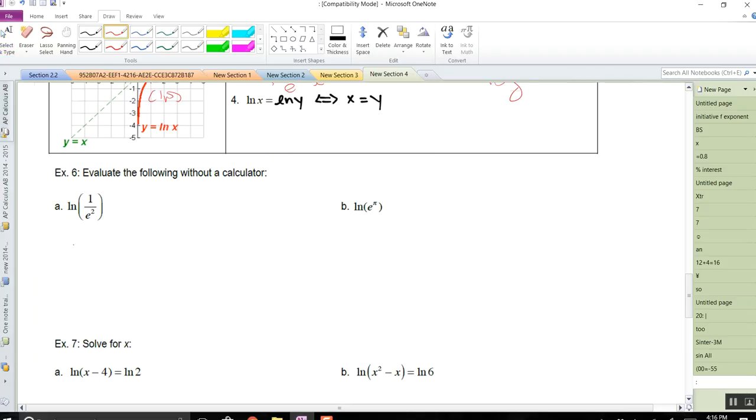So when you have something like this here, that's log base e of e to the negative 2. Remember, 1 over e squared is e to the negative 2, so you get negative 2. Log base e of e to the pi, just pi. It's like those cancel, right?